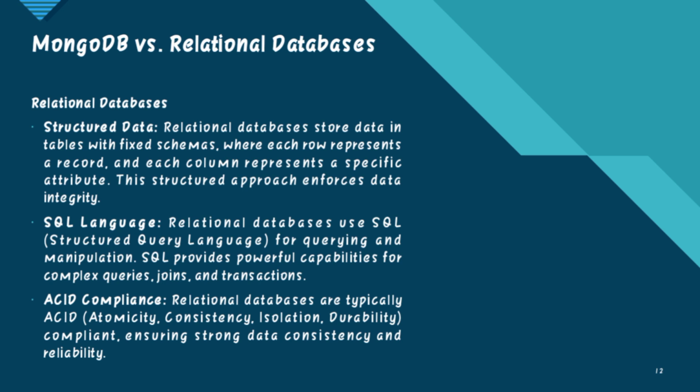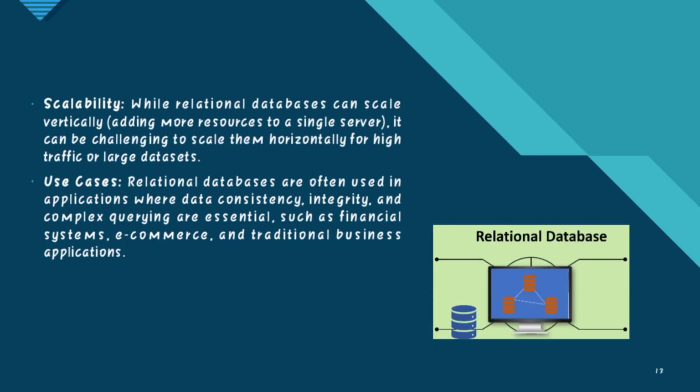SQL provides powerful capabilities for complex queries, joins, and transactions. ACID compliance. ACID stands for atomicity, consistency, isolation, and durability. Relational databases are typically ACID compliant, ensuring strong data consistency and reliability. Scalability. While relational databases can scale vertically, adding more resources to a single server, it can be challenging to scale them horizontally for high traffic or large datasets.